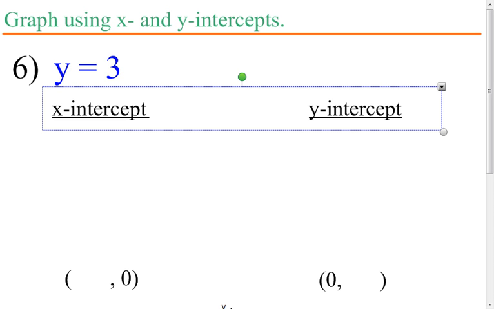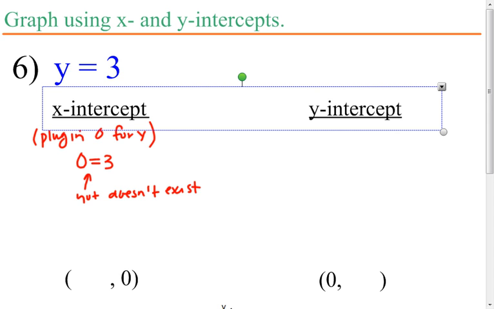To find the x-intercept, what I would do is I would plug in 0 for y. So when I plug in 0 for y, this is what I get. 0 equals 3. Guess what? 0 does not equal 3. That is not a true statement. This is not true. Doesn't exist. And so basically, there is no x-intercept. Okay, there isn't an x-intercept.